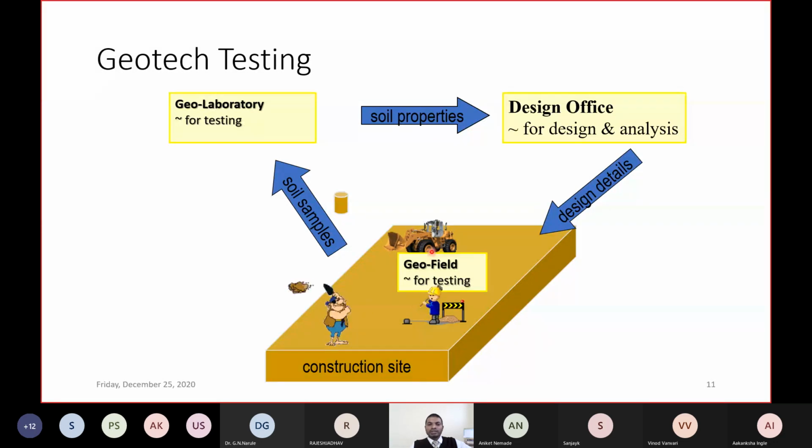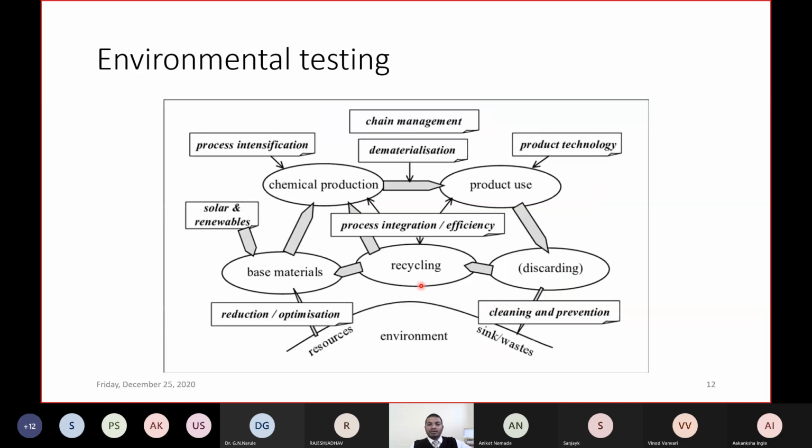From the field testing as well as the laboratory testing, the design office may go for the designing and analysis, and the final design details can be given to the site. So we are basically talking about the field testing. And the environmental side is a broad spectrum; I'm covering it later on.